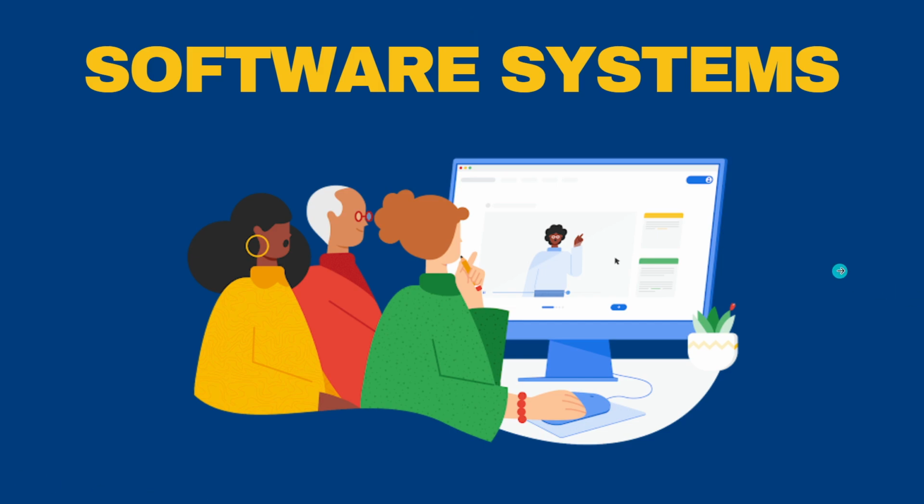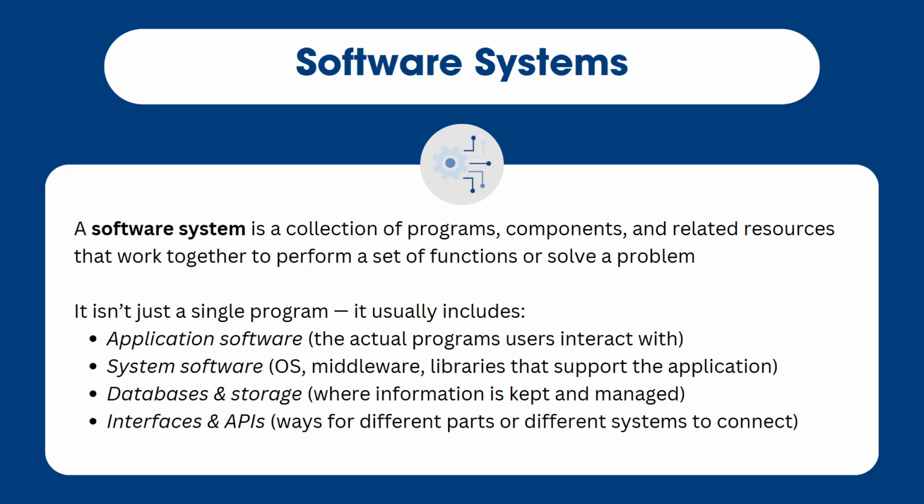So, what is a software system and how does it differ from just regular software? A software system is a collection of all the programs. It could be multiple software working together, all the components and all the resources that relate to it. It doesn't have to be technical, right? Code. Sometimes it might be documents. We're going to talk about that in the next slide.